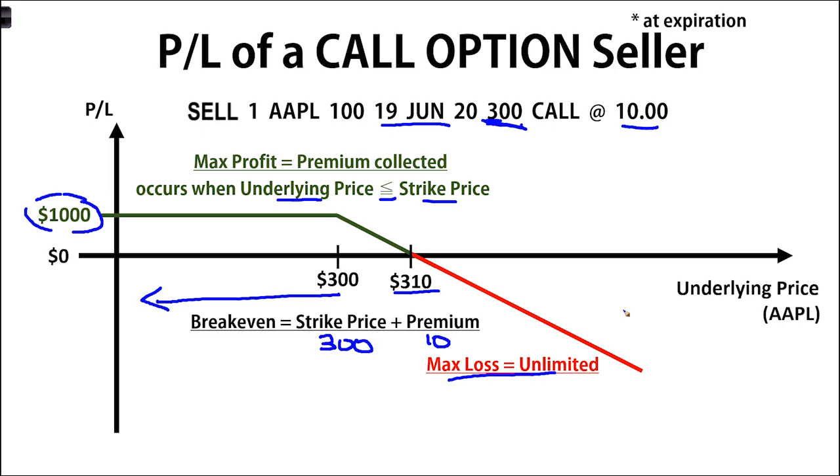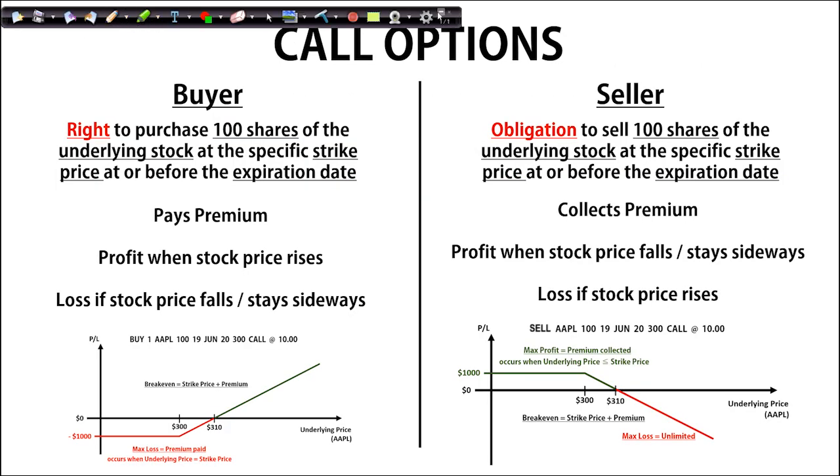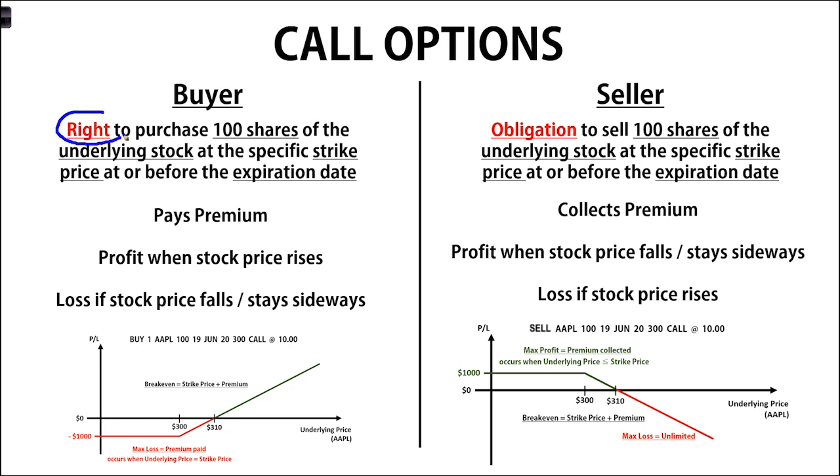So if you compare the difference between a call option buyer and seller, this is how it would look. As a buyer, you have the right to purchase the 100 shares of the underlying stock stated in the contract, and as a seller, you're obligated to sell the shares whenever the buyer wants. As a buyer, you have to pay the premium for the contract, and as a seller, you collect it. From a buyer standpoint, he profits when the stock price rises and loses if the stock price falls or stays the same. On the other hand, the seller profits when the stock price falls or stays the same and loses if the stock price rises.